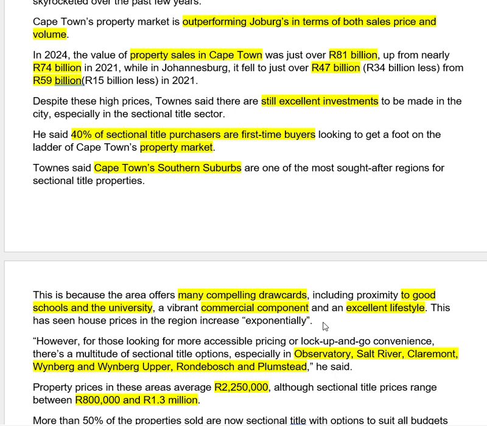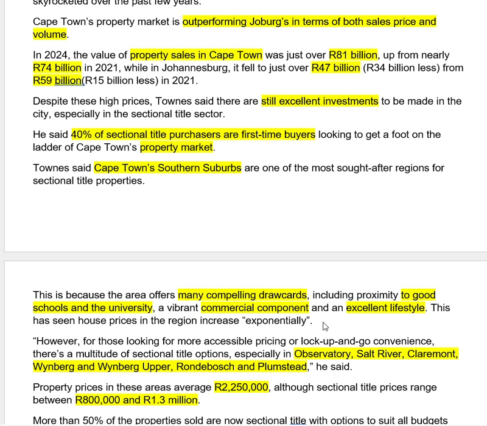We all know that UCT in Southern Suburbs is a good university, and then there are a lot of big companies that are also in the Southern Suburbs. And then an excellent lifestyle. We're looking at the fact that you're going to have your mountain view, your ocean view, to name a few, right?